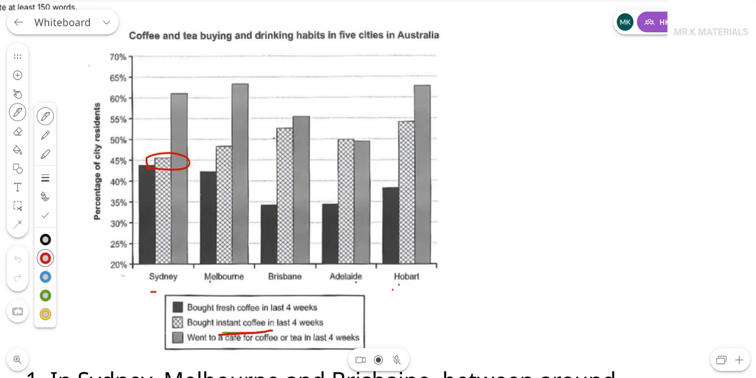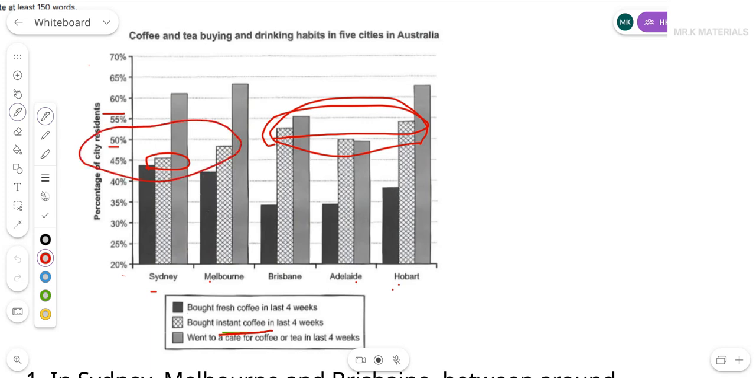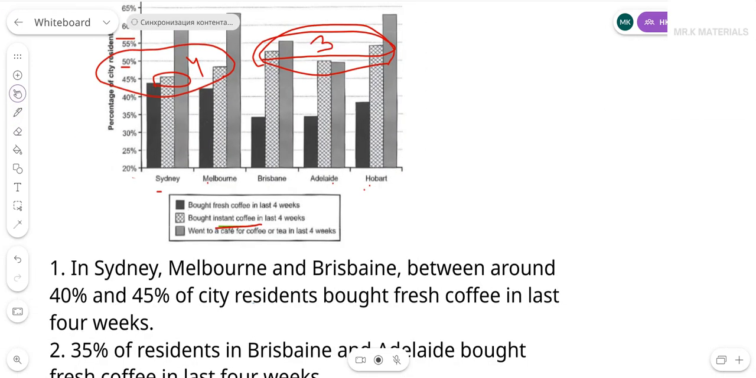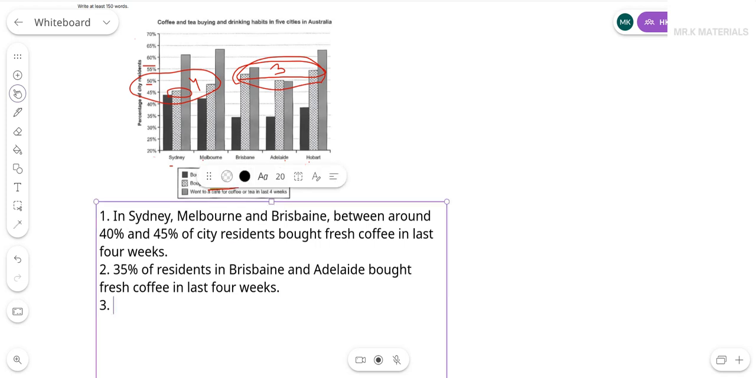Probably I can group these guys together, for sure. They're very close. Probably these three guys together, because this is between, I guess, 50 and 55%. And this one is between 45 and 50%. So this is the third key feature of the graph. This is the fourth key feature of the graph. All right, let's go ahead then. Let's start describing it. You can again pause the video and try it yourself.